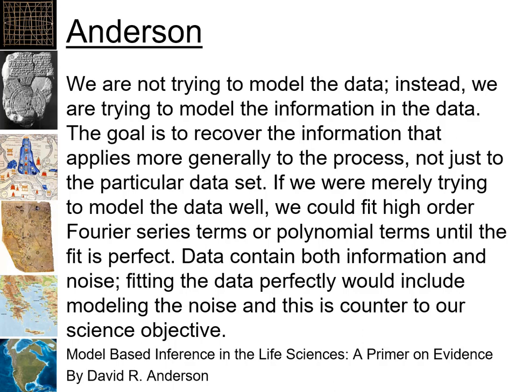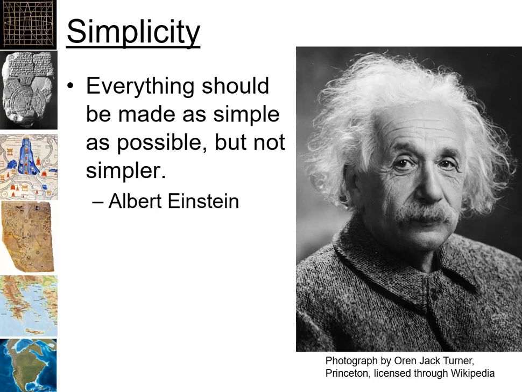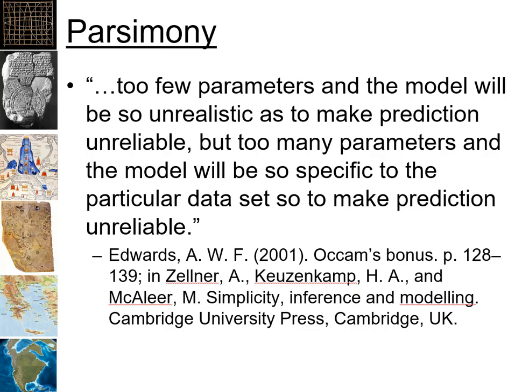Very important. Shorter quote from Einstein: everything should be made as simple as possible, but not simpler. So we're getting to this idea that we want a simple model, but not too simple. And that's represented by the idea of parsimony, okay? Parsimony represents that idea that we have this balance between complexity and fit to our data. If we don't have enough parameters or enough model complexity, the model will be unrealistic, doesn't make prediction reliable. But if we have too many parameters, then the model will be so specific to our data that you still can't make predictions, right?